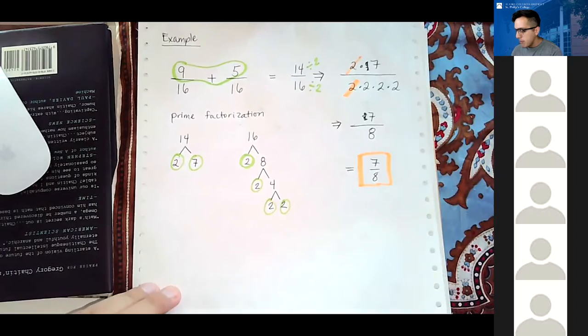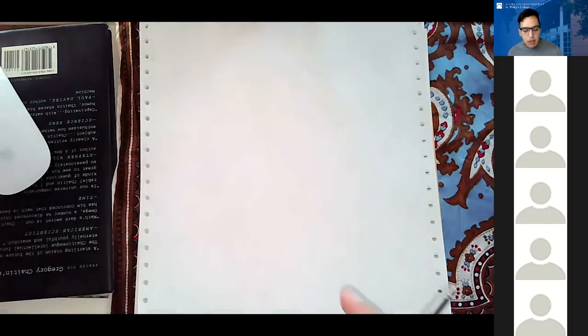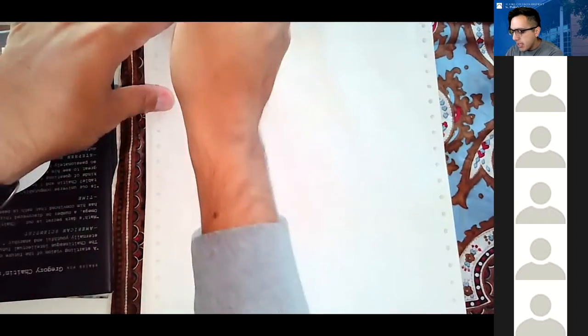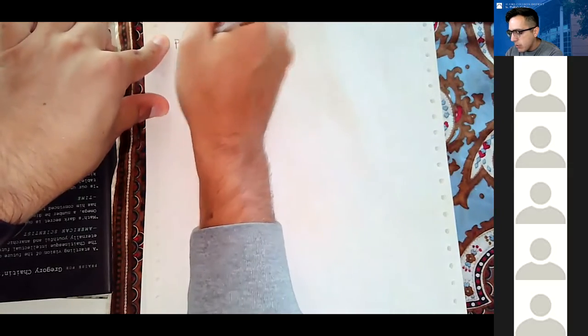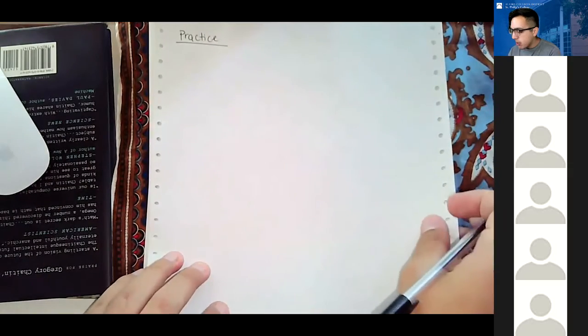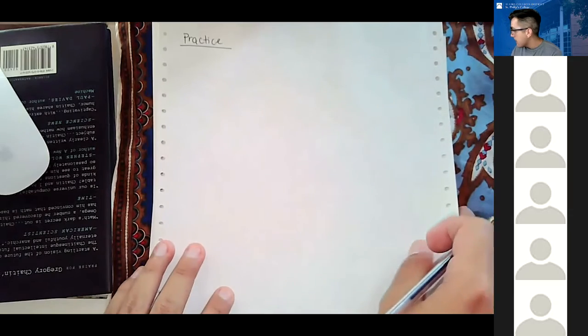Okay. I'm going to give you guys some practice problems and then throw you guys into some breakout rooms to see if we can add and subtract. And I know we just did an addition problem. Subtraction should be the same process.